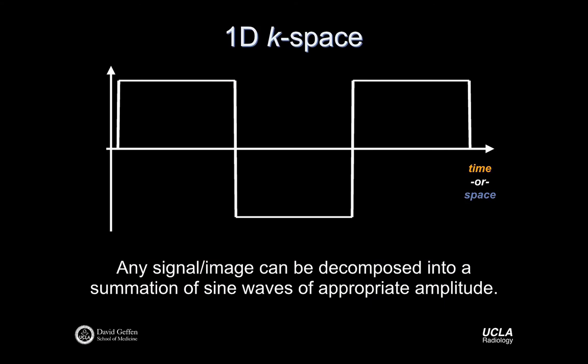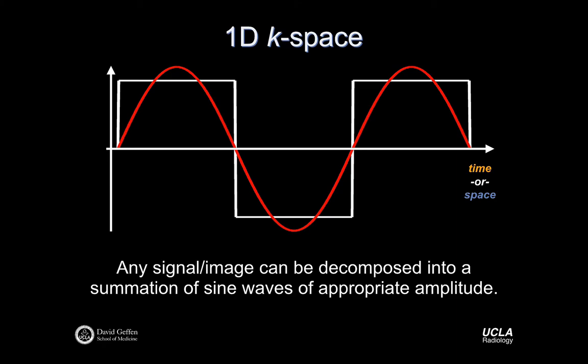Those kinds of things. This, I think you guys probably have some familiarity with, and so I want to walk us back a little bit to just a 1D interpretation of K-space, just to make sure we're all on the same page. So here I'm just saying that any signal or any image can be decomposed into a summation of sine waves of appropriate amplitude, right? This is what Fourier taught us. And so we take the white curve to be the signal, and we're trying to reconstruct that signal in the framework of summing up a bunch of sine waves of appropriate amplitude.